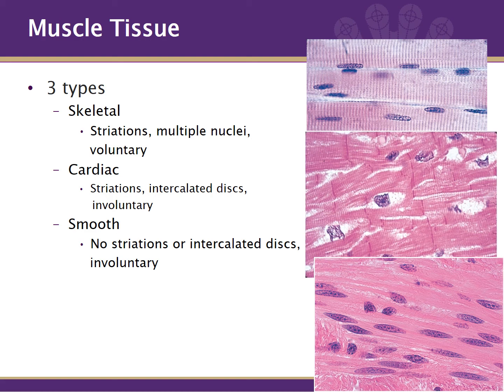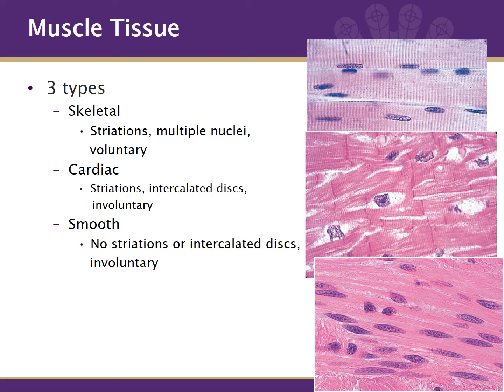Cardiac is found in the heart and is involuntary. You do not have conscious control over it. It is characterized by shorter and branched cells, striations, and intercalated discs. Intercalated discs are the slightly darker bands where two cells meet. They allow the cardiac cells to communicate.